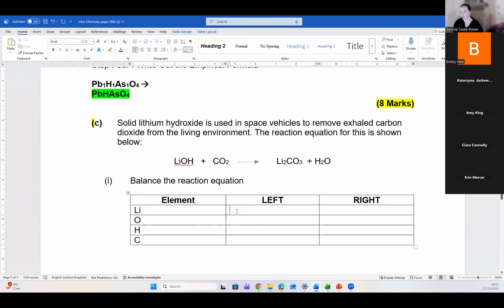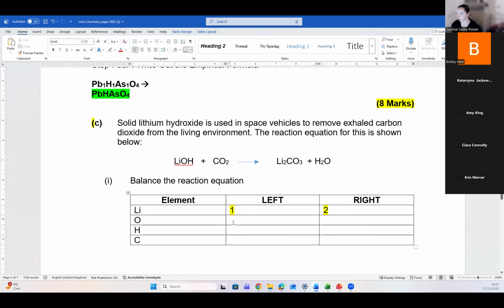Okay, so the first thing you do is just count each one of the elements that you have off the bat, all right? Because that's going to help us determine what we have to balance first. So on the left-hand side of the equation, I have 1 lithium element, okay, coming from here. And on the right-hand side, I have 2. I have Li2 on this side, all right?